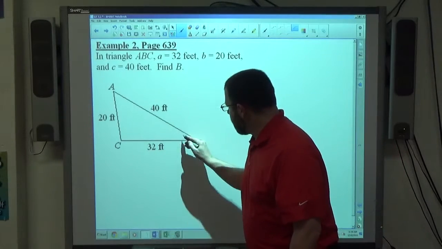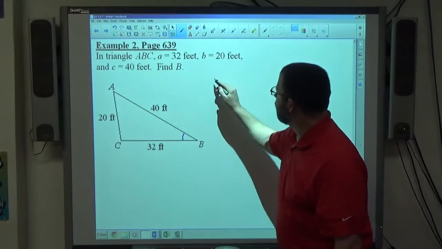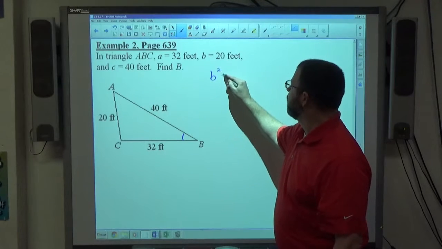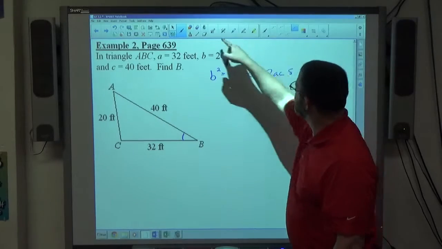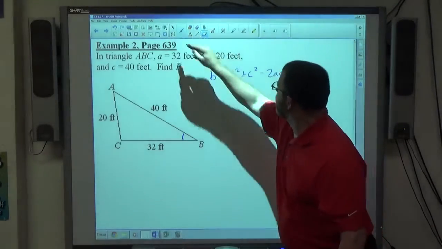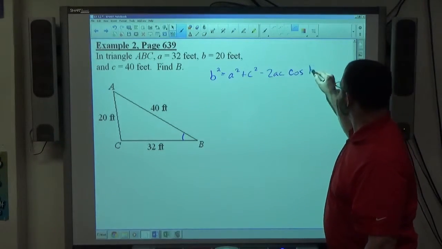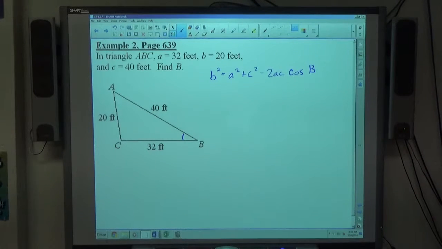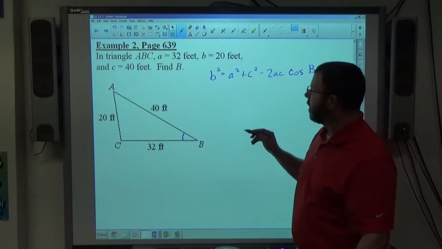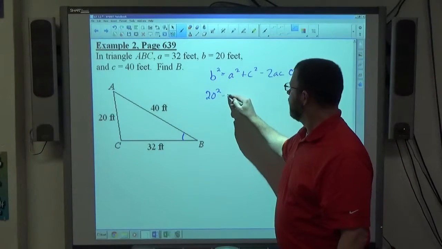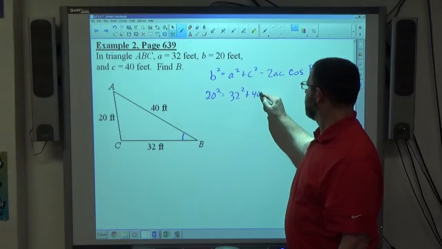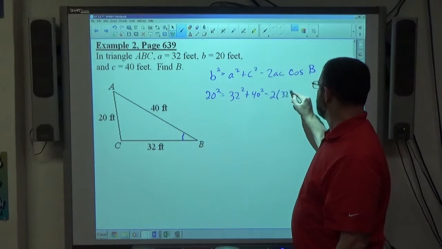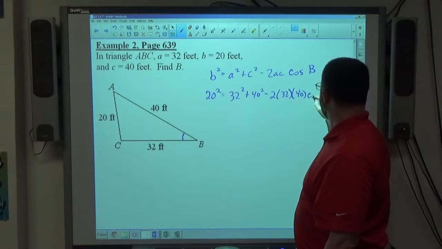So if I want to find angle B, this angle here, I want to use the law of cosines structure. It says b squared is equal to a squared plus c squared minus 2ac, use the right trig function here, cosine of B. Alright, so if I just put the numbers in, I get 20 squared equals 32 squared plus 40 squared minus 2 times 32 times 40 cosine of B.